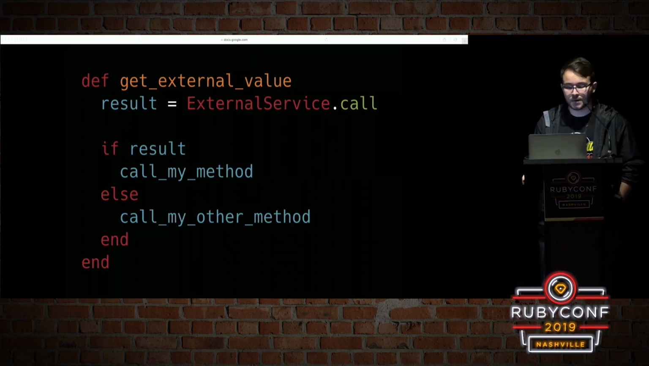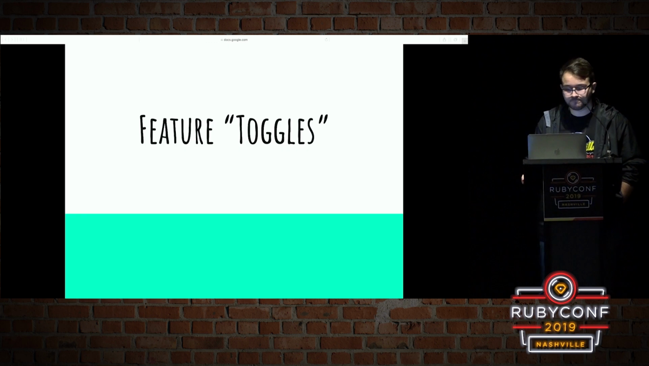So here's an example of that. If we have a method that calls some external service, could be a database, could be an external API, could be an internal API, and we get back a result, and we check that result, and we call a method. But if that result isn't truthy, then we call my other method. Also a contrived example, but in this case, this could be an example where there may be some dead code if result is always truthy or always falsy, and maybe at some point that wasn't the case, but it's not obvious to the reader originally.